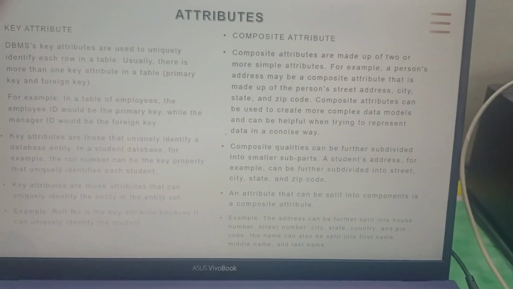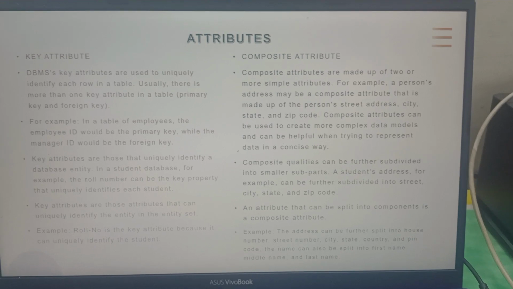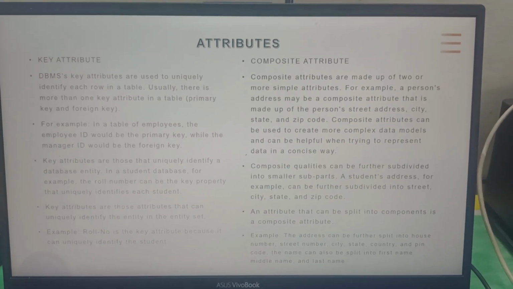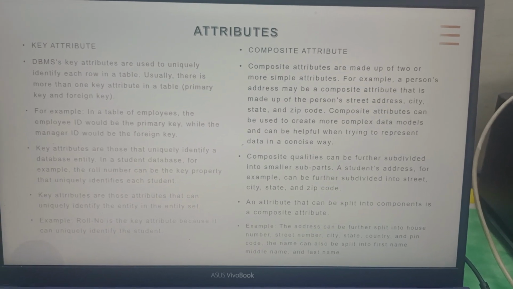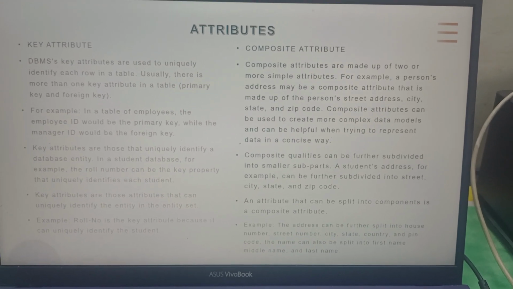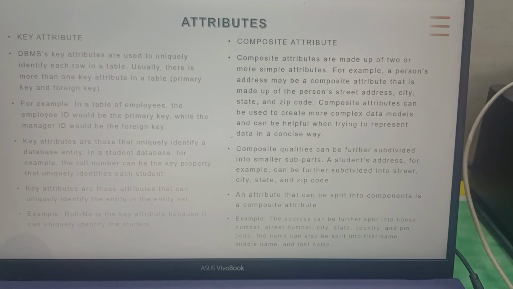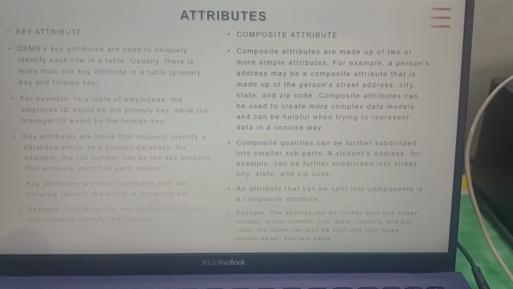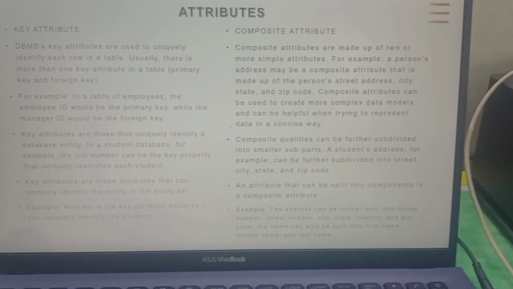Composite attribute. The composite attribute is made up of two or more simple attributes. For example, a person's address may be a composite attribute that is made up of street address, city, state, and zip code. Composite attributes can be used to create more complex data models and are helpful when trying to represent data in a coherent way. An attribute that can be split into components is a composite attribute.